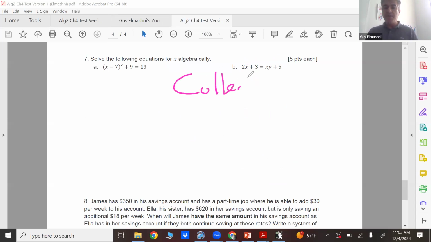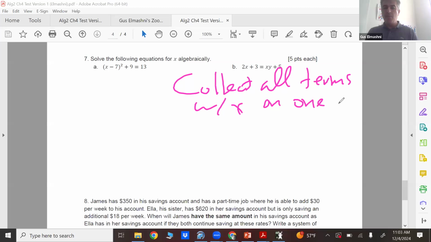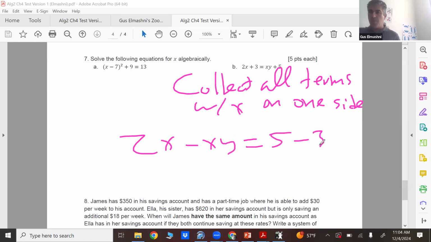Always, always, always collect all terms with x on one side. What does that mean? That means move the xy to the left side, move the 3 to the other side. See how I just did that? I moved the xy from right to left, the 3 from left to right. So what does the right side become? 2. Okay, what do you think? This is the key step. This is the part a lot of people miss.